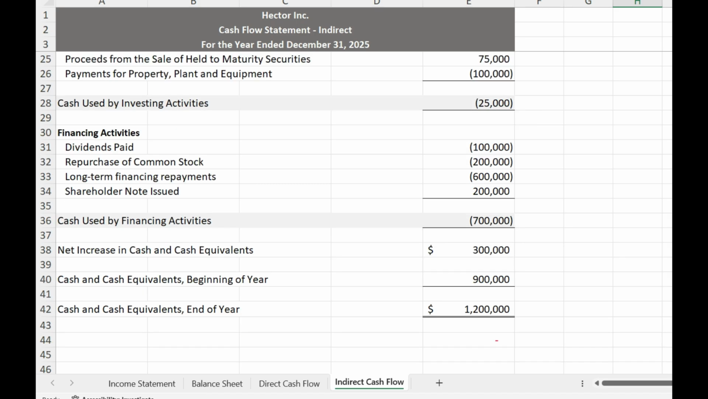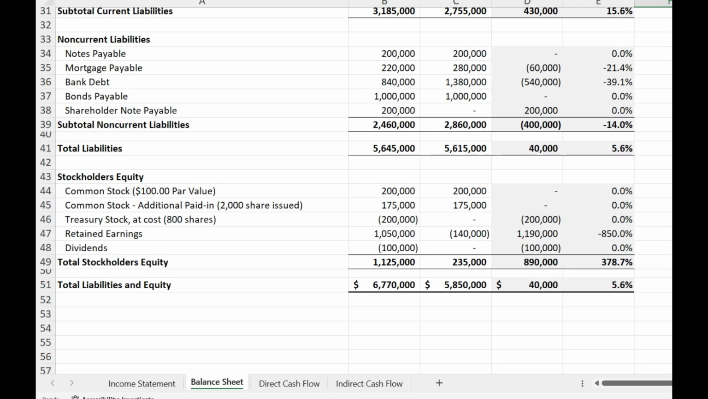Again, this looks identical to what's on the direct cash flow statement. And we're going to grab these items off the balance sheet as well. We're going to go to the equity section and grab dividends paid. This was $100,000. Next, I'm going to get the treasury stock, the purchase of common stock that happened in 2025. Grabbing that from the balance sheet, that was $200,000. And my next category I'm going to grab is the long-term financing repayments. These are principal payments, cash we have used to pay down long-term debt, and factor that into the financing activities cash flow statement, which is $600,000.